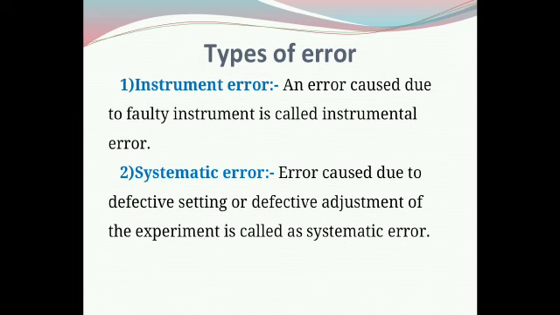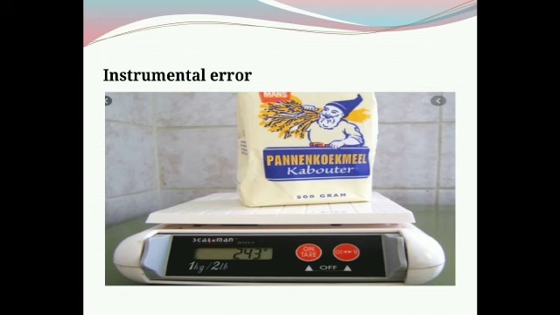Second type is systematic error. Error caused due to defective setting of the instrument, defective adjustment, or unsystematicness of the performer is called systematic error, and this error exists due to known causes. Such errors can be reduced or eliminated by identifying the sources of error and applying the rules governing the error. These systematic errors may be subdivided into four main types.